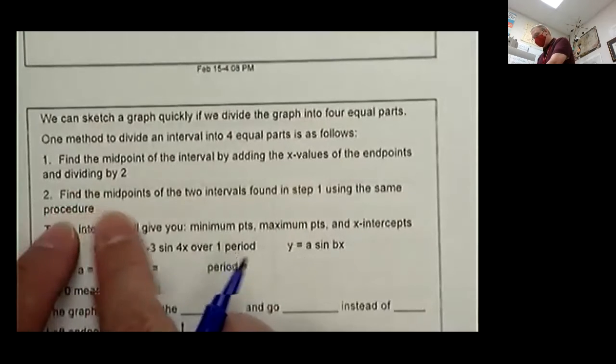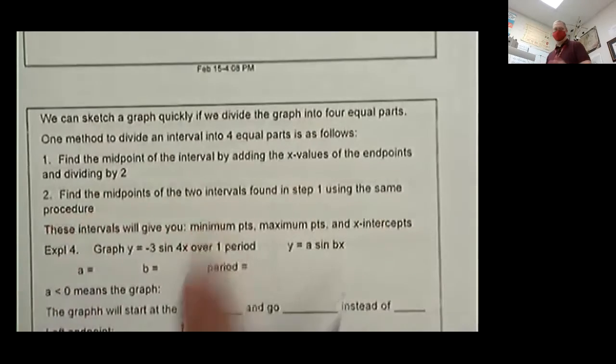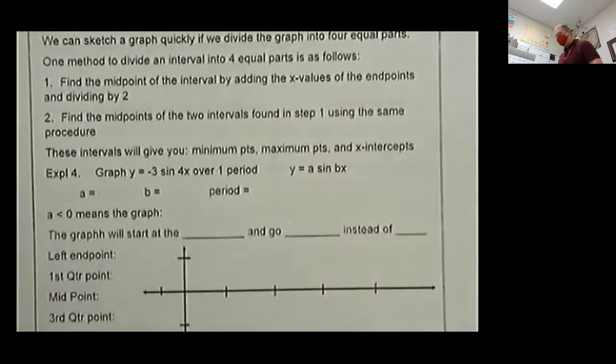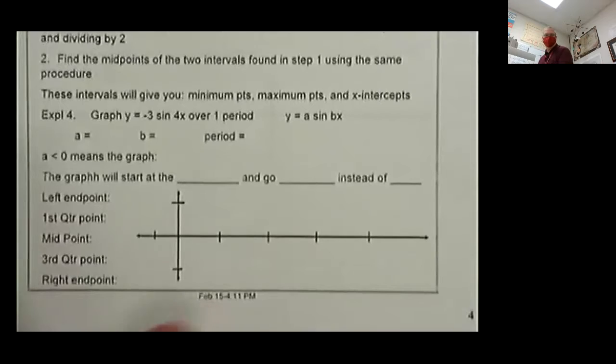The second method is to find the midpoints of the 2 intervals found in step 1 using the same procedure, and that was just split in half. These intervals will give you the maximum points, the minimum points, and the x-intercepts. That's why they're important values. So let's look at an example of doing all of this together.